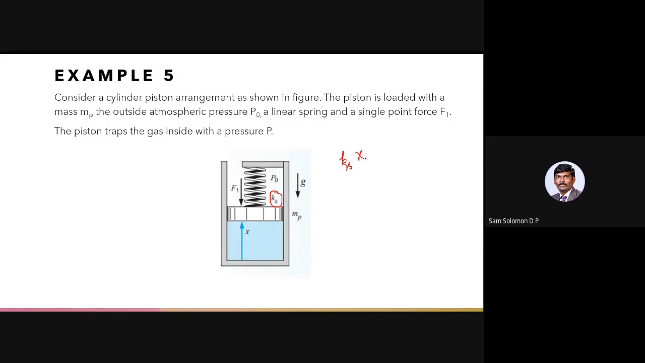That is the force, or the work done in case of a spring. I should not say force, work done. Work done by the spring is Ks into X. Okay, the usual representation. And a single point force F1. So there is another force acting on it. The piston traps the gas inside with a pressure P. Which means there is an opposite pressure from this end by the gas, which is trapped inside this particular cylinder. So what would be the work done? That is the question.